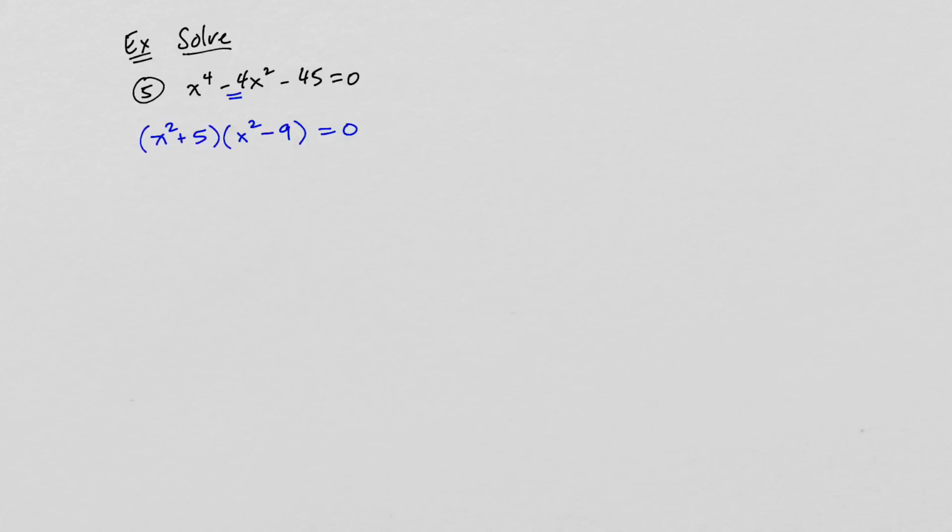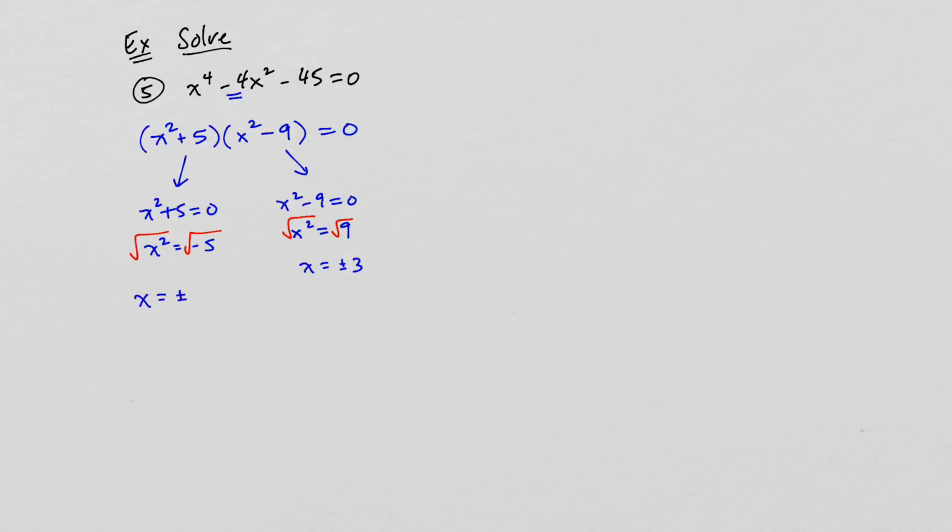And then from here, what we can do is simply set x squared plus 5 equal to 0, and we can set x squared minus 9 equal to 0. And x squared minus 9 is pretty easy to solve if we add 9 to both sides. And then if we take the square root, we will end up getting x equals positive or negative 3. And then the other equation, x squared plus 5 equals 0, you can solve this the same way. You can subtract 5 from both sides and then take the square root of both sides.